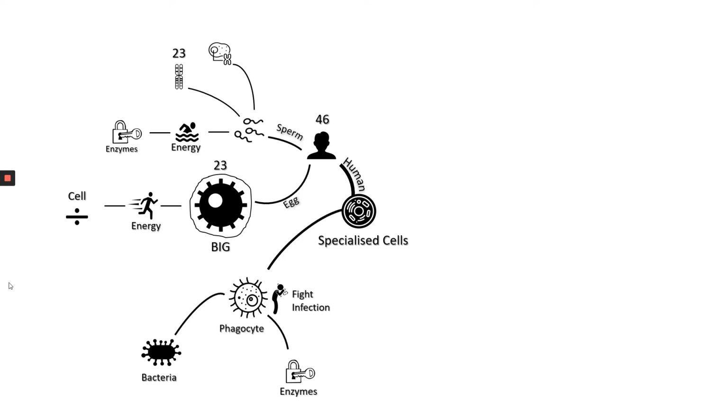The next part, we're looking at a phagocyte, and a phagocyte is part of our immune system. It's part of our white blood cells. We have 2 white blood cells, a lymphocyte and a phagocyte, and here we're looking at a phagocyte. What they do is they fight infections, and they fight against bacteria. And so what happens is we get phagocytosis, where the phagocyte surrounds the bacteria and engulfs it. It uses digestive enzymes. Again, we've got the lock and key to show enzymes.